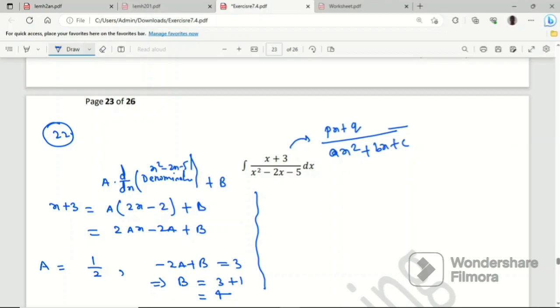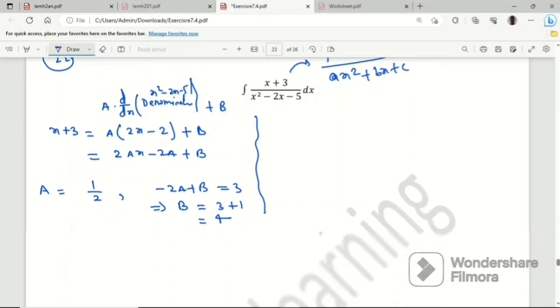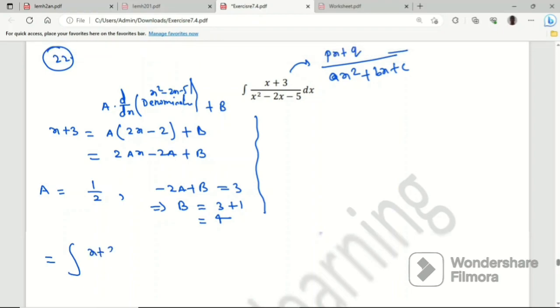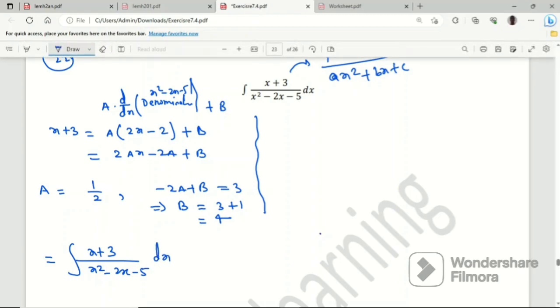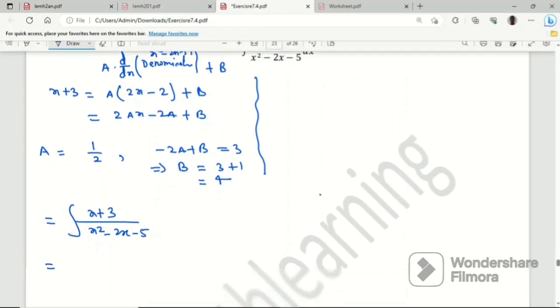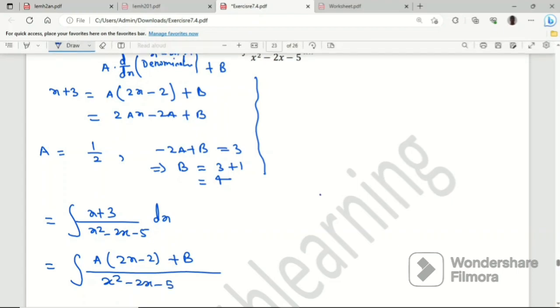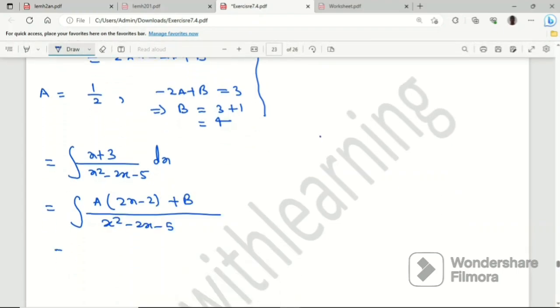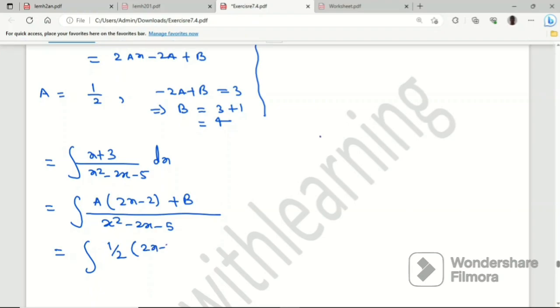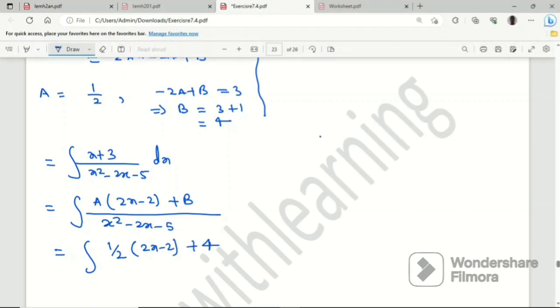Now I can substitute the value of a and b. I can directly write equal to the integration of x plus 3 upon x square minus 2x minus 5 dx, equal to the integration of a into the differential coefficient of the denominator, which was 2x minus 2, plus b, upon x square minus 2x minus 5. So what I will do here, I will separate. What is the value of a at first? It is 1 upon 2, 2x minus 2, and b is 4, plus 4 upon x square minus 2x minus 5 dx.